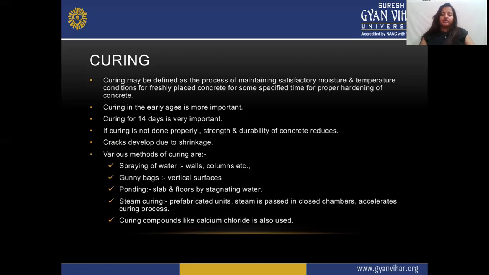Steam curing is an innovative way of curing, and it is usually done in large structures. In prefabricated structures, the steam is passed in closed chambers, accelerating the curing process. As we know, with steam curing the strength can be achieved at a faster rate, and the concrete achieves its complete strength earlier compared to the traditional way of curing. Curing compounds like chloride can also be used.